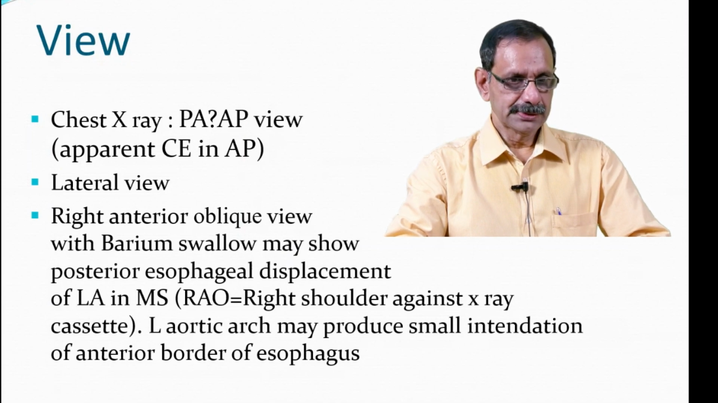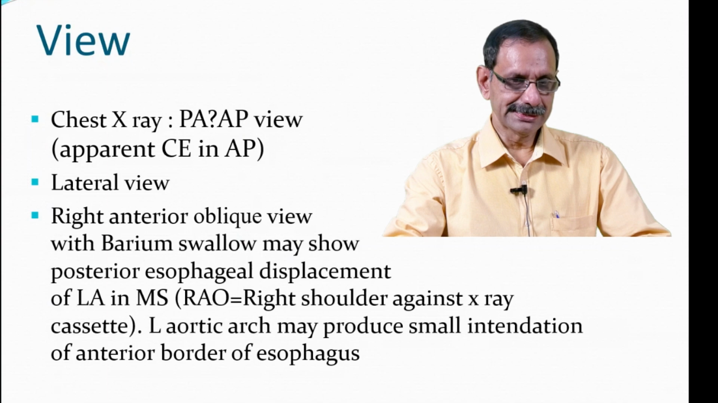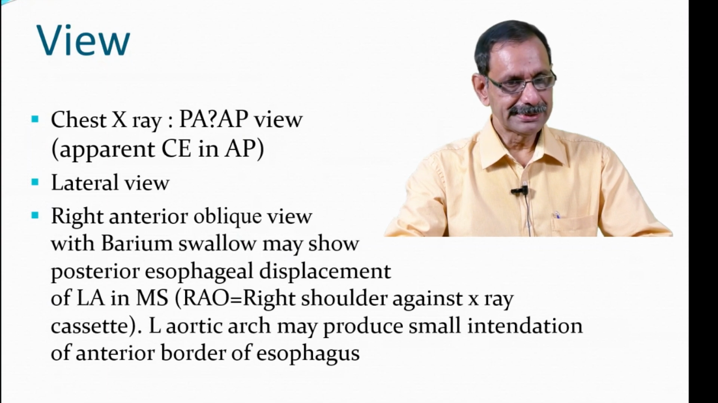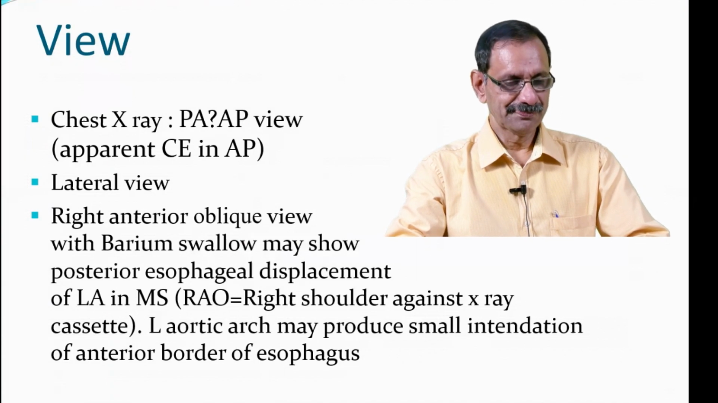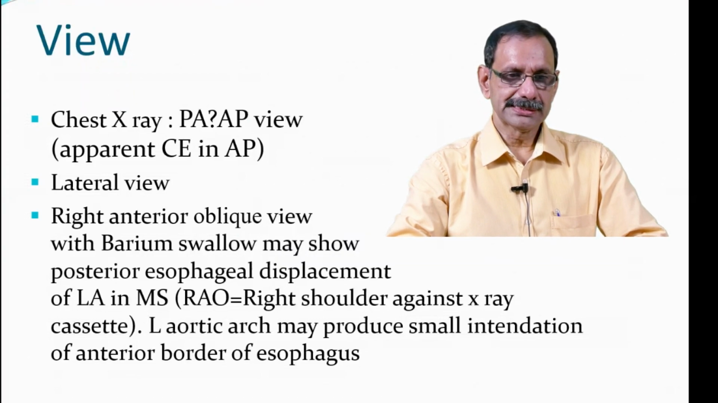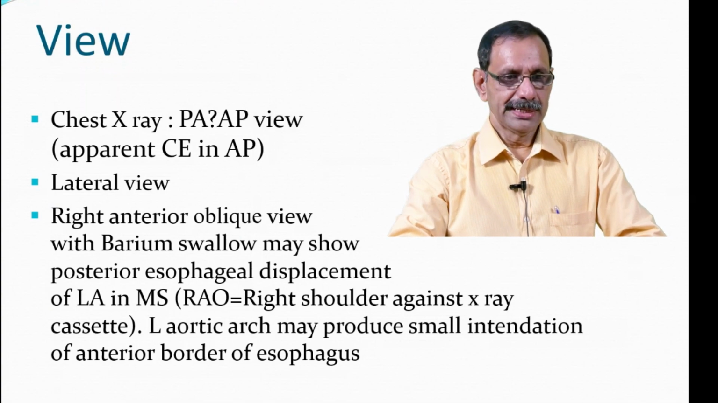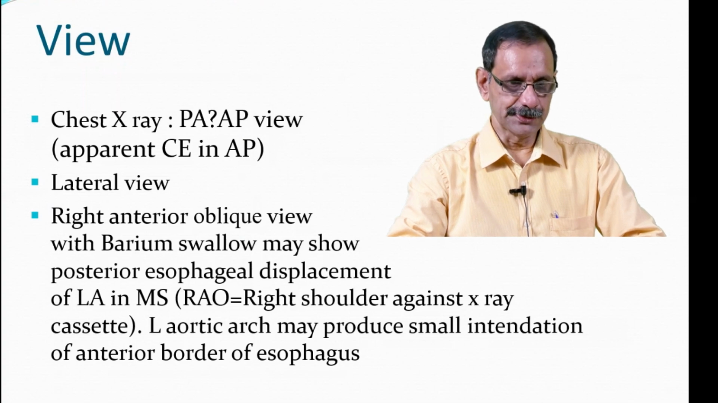So when it is going anterior to posterior, the beam diverges somewhat, so that when it reaches the film, there may be an apparent cardiomegaly in AP view. Lateral view nowadays people are not using because echo is far more informative, and the oblique view is possibly of yesteryear. Nowadays nobody is using it, but when it was being used, it was for barium swallow to show the enlargement of left atrium in mitral stenosis.